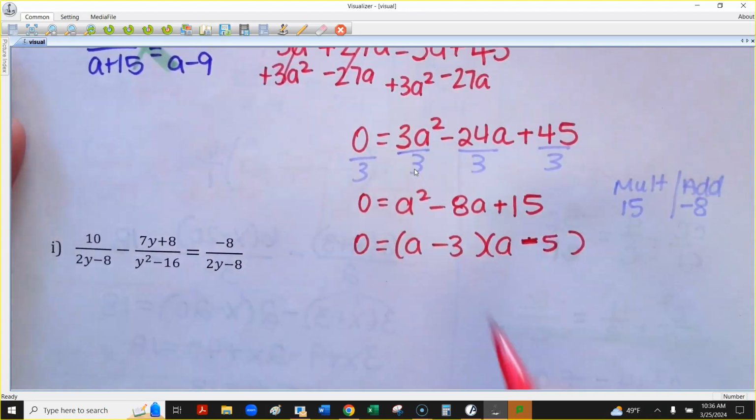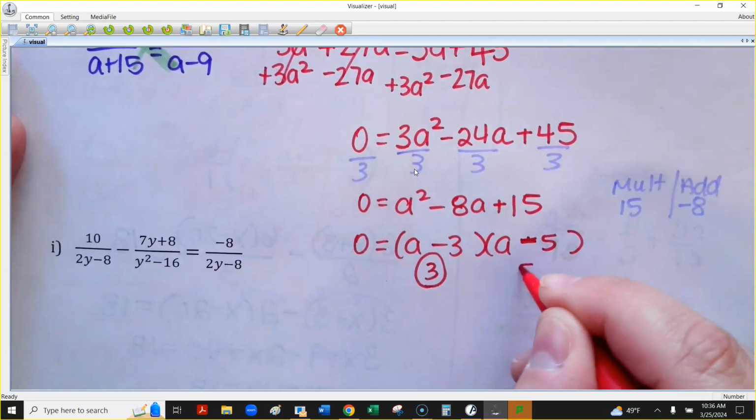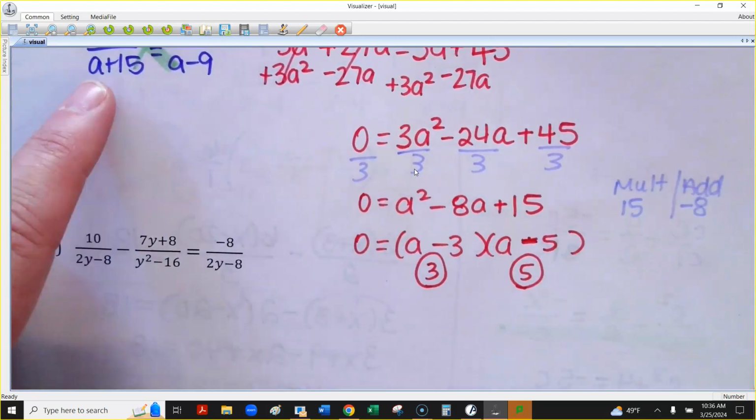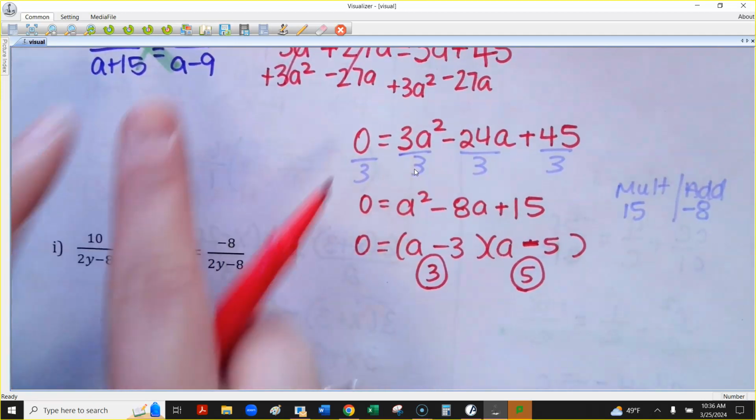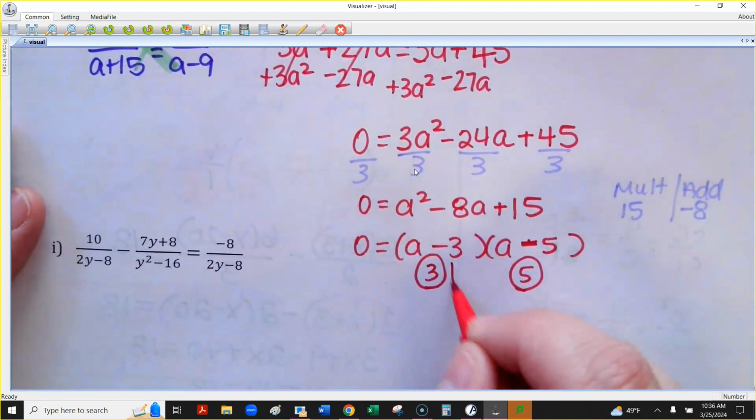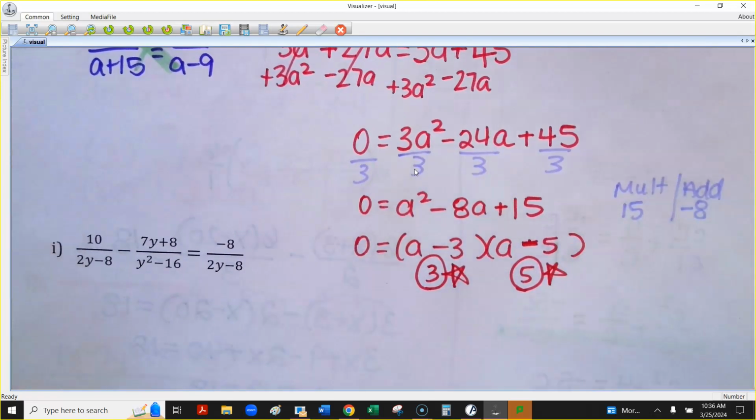3 and 5. And then just before you write that, just do a little quick check. Make sure the two problem numbers here would have been negative 15 and positive 9. So I didn't get that for either one. So both of these will be answers for that equation.